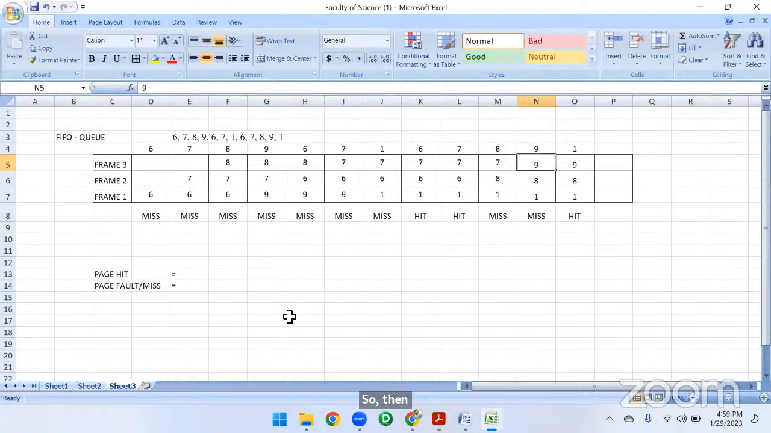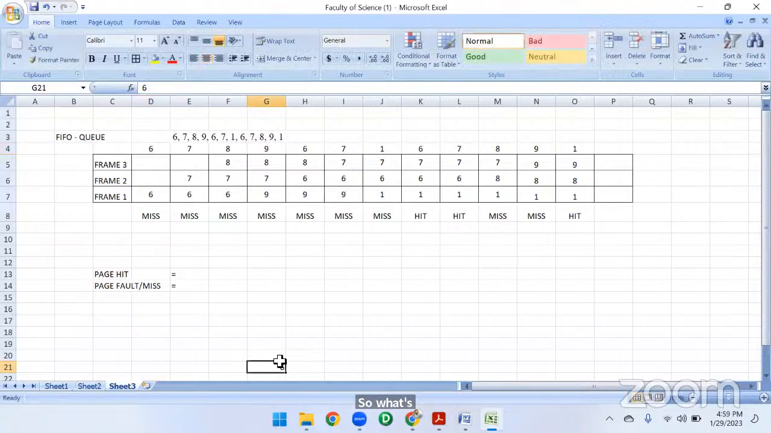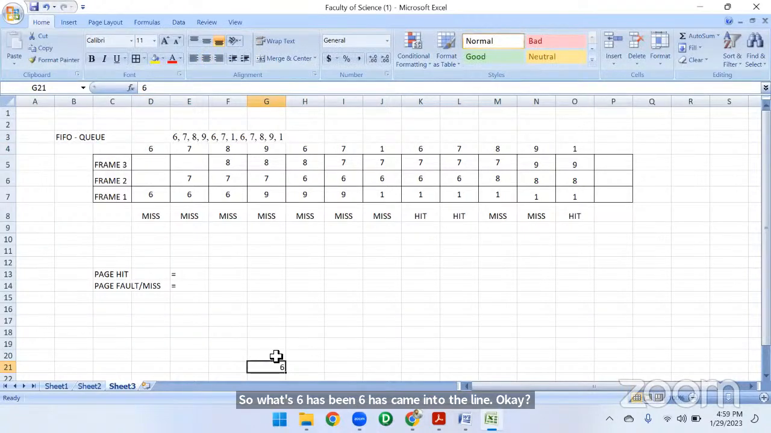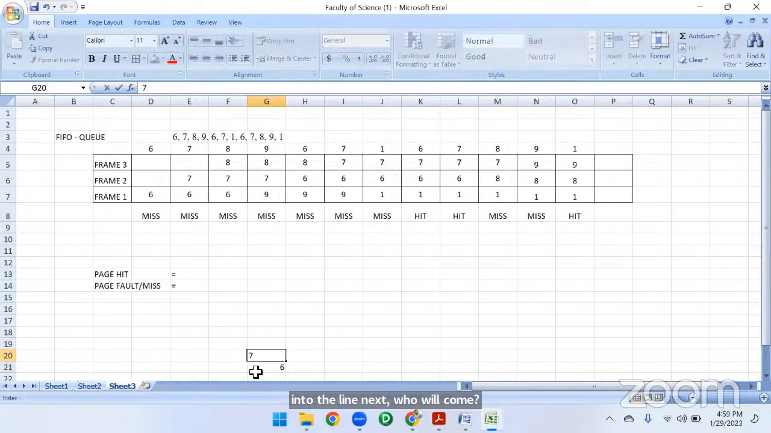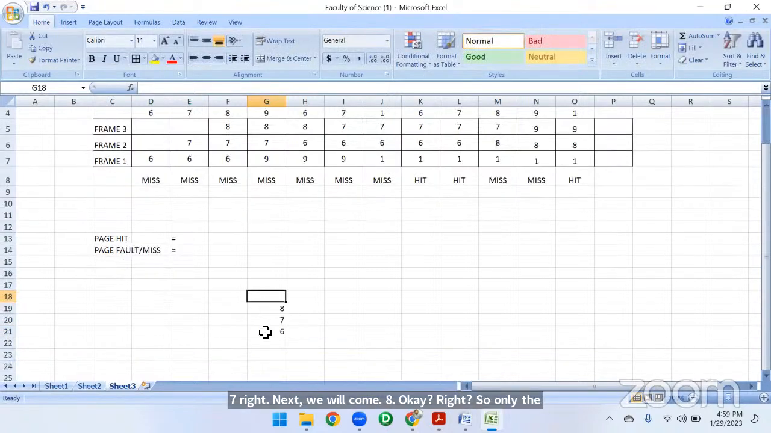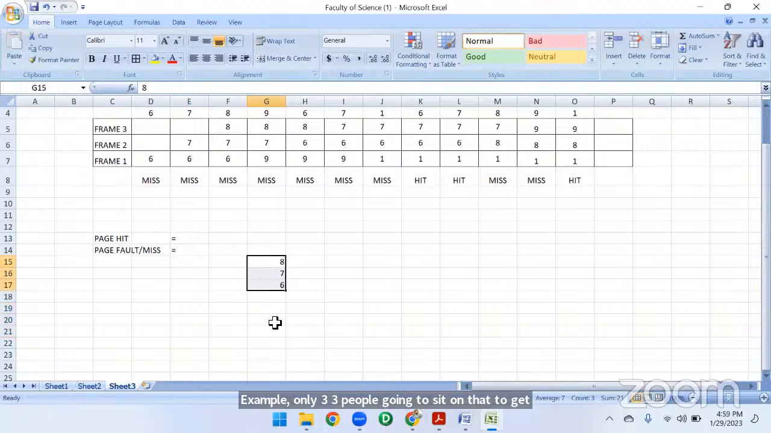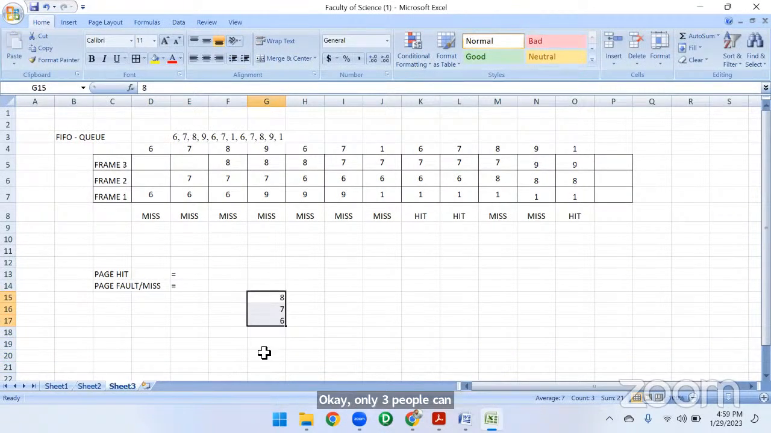Okay, let me take one more example. This one in the form of a line, in the form of a queue, a ticket counter. Let me write here normally. Suppose first 6 has come into the line. Next who will come? 7, right? Next who will come? 8. So only three people are going to sit at the ticket counter.